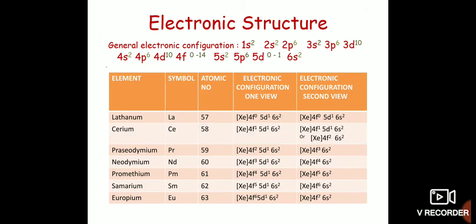The general electronic configuration is written as 1s2 2s2 2p6, 3s2 3p6 3d10, 4s2 4p6 4d10 4f14, 5s2 5p6, 5d, and 6s2. Here we take the noble gas configuration, that is xenon, with its configuration for lanthanides followed by 4f, 5d and 6s orbitals. The atomic number of xenon is 54. After that, the filling of electrons will be given to the 4f orbital, 6s orbital and 5d orbital. Here we have two views in tabular form.